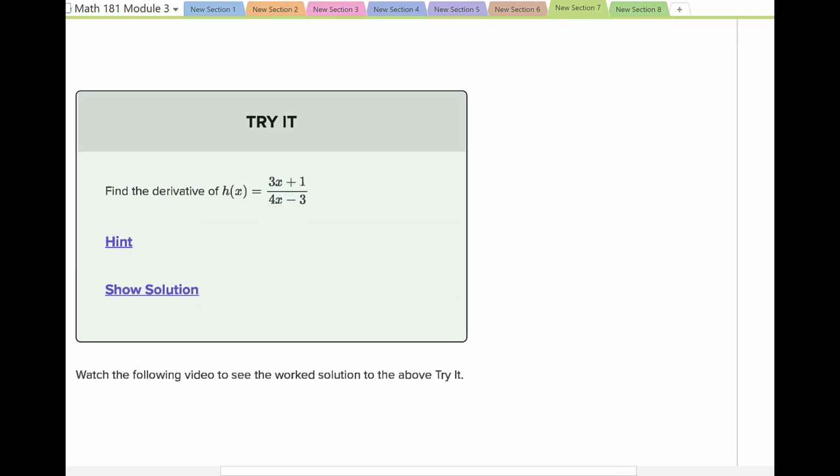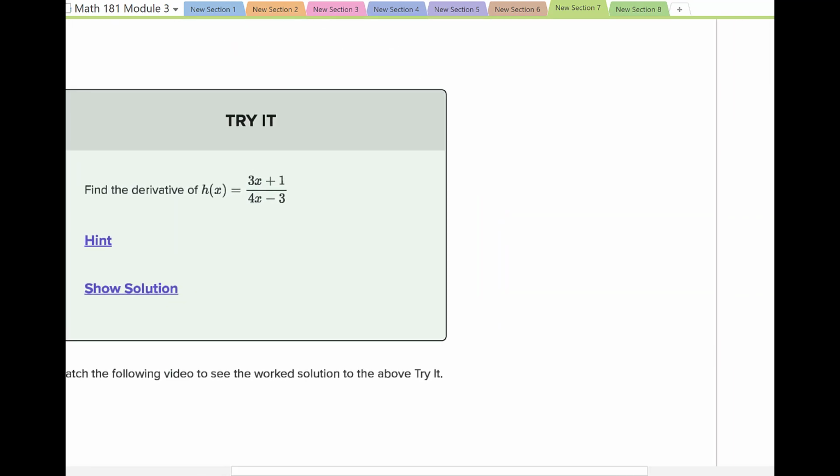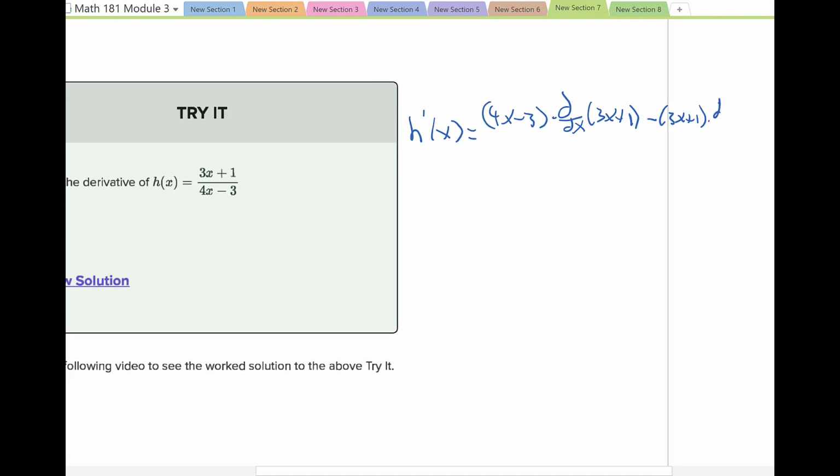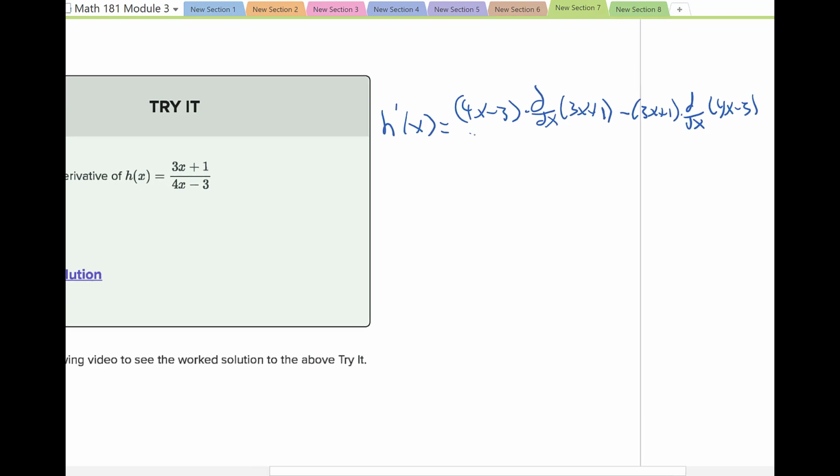And here's another one. So we have our h of x is 3x plus 1 over 4x minus 3. So our h prime of x, or h of x prime, is going to be 4x minus 3, same denominator as last time, times the derivative with respect to x of 3x plus 1, minus 3x plus 1 times the derivative with respect to x of 4x minus 3, all over 4x minus 3 squared.